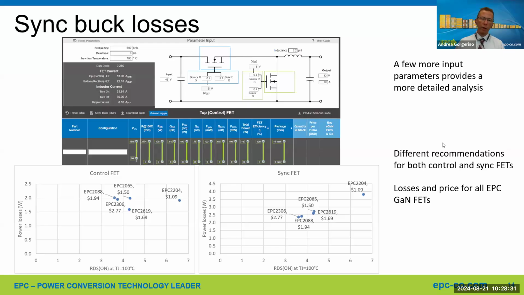So I've plotted here in the 2 charts at the bottom just the devices that were selected, that were recommended by the cross-reference tool. And you see on the left the control FET and the sync FET as a function of RDS(on). And the first thing to notice is on the sync FET, it is very well correlated, right? It's mainly conduction losses at the end on the low side. So low RDS(on) will give you lower losses.